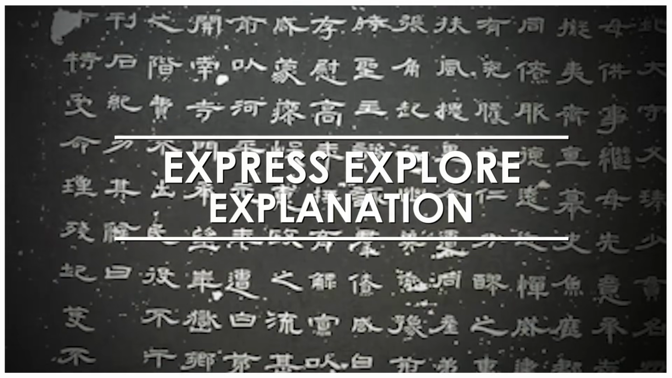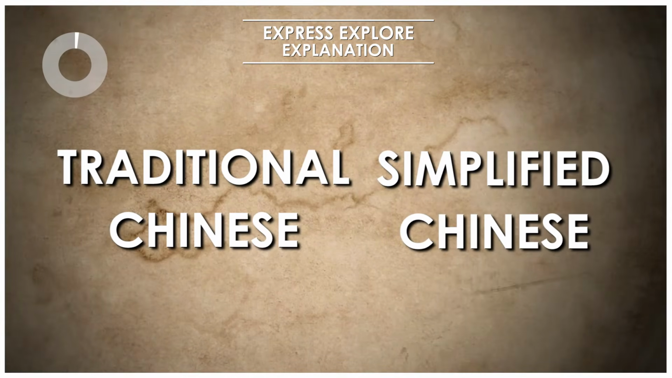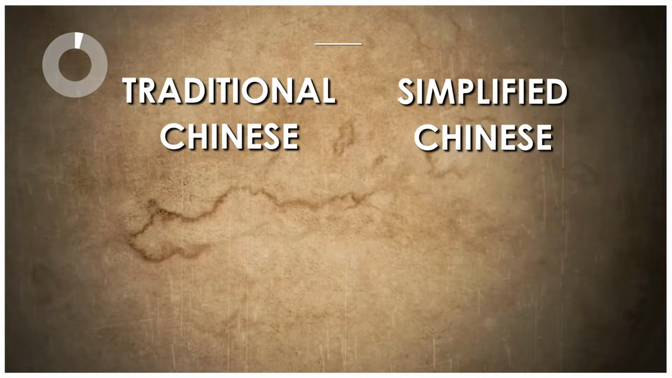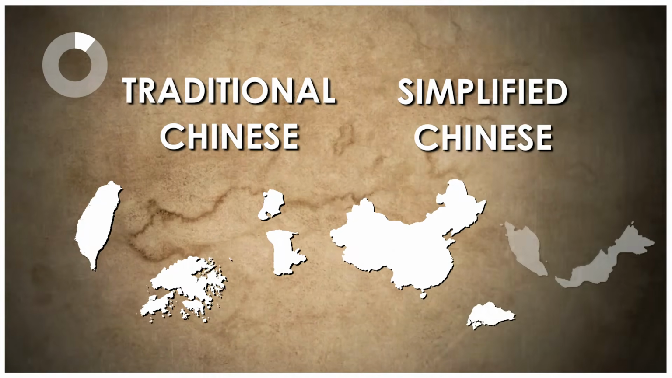Time for an Express Explorer explanation. Start the clock. Nowadays, there are two versions of modern Chinese characters: traditional characters used in Taiwan, Hong Kong, and Macau, and simplified characters used in mainland China, Singapore, and Malaysia.